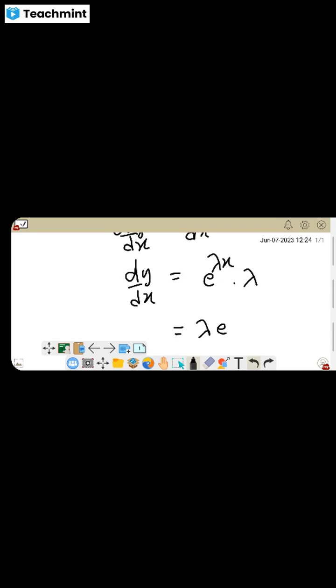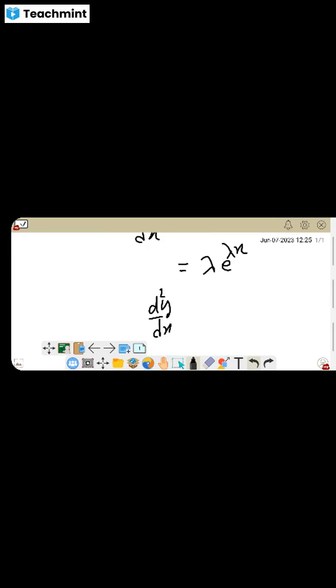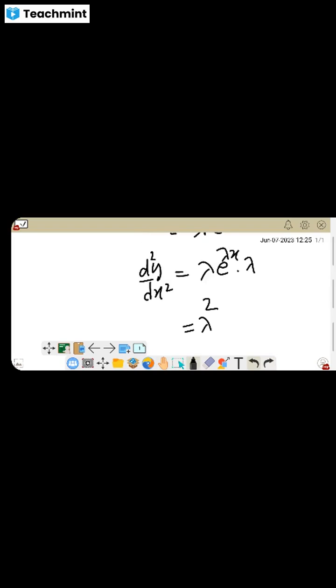Then the second order derivative, d square y over dx square. Again we'll get the same, because lambda is a constant value. Are you getting this point or not? Yes, ma'am. So we have here lambda square e to the power lambda x. Okay, ma'am.